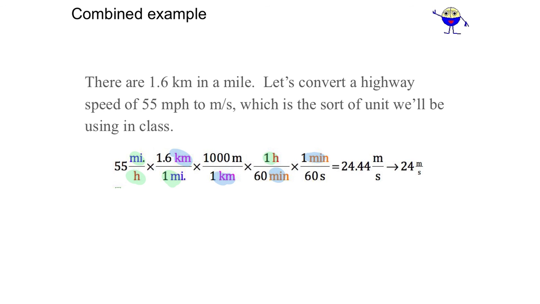And then I recognize again I only had 2 digits to start, and so I should only have 2 digits at the end. So I have to go to only 24. So 55 miles per hour is basically 24 meters per second.